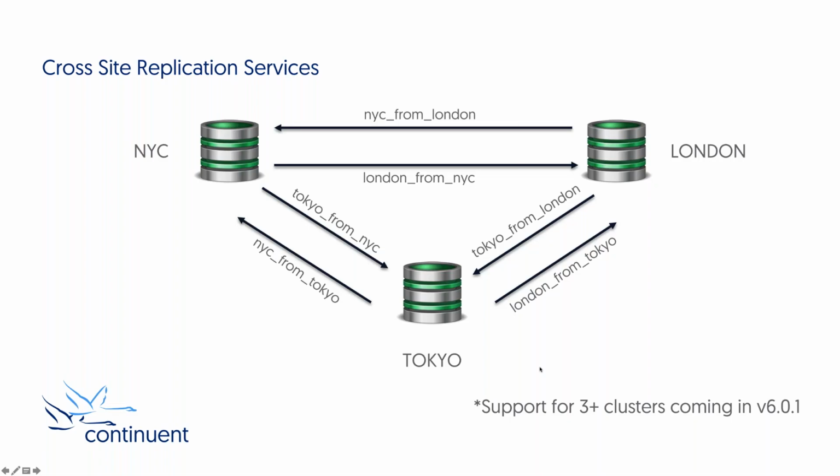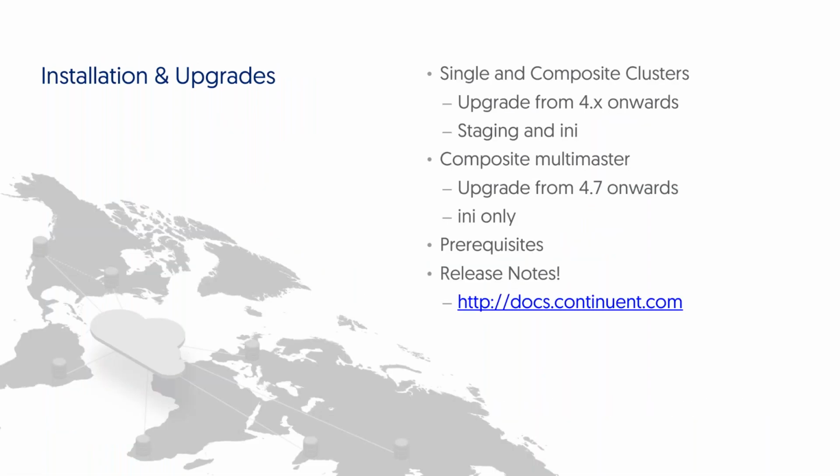Okay. So final slide, installation and upgrades. If you're currently running or wish to run a single standalone cluster or the composite cluster for HADR, then you can upgrade from any 4.x release, and both the staging and INI methods of installation are fully supported. If you're upgrading a multi-site, multi-master, then you need to be at a minimum of 4.7 to upgrade. So anything earlier than that, you'll need to go to 4.7 first.